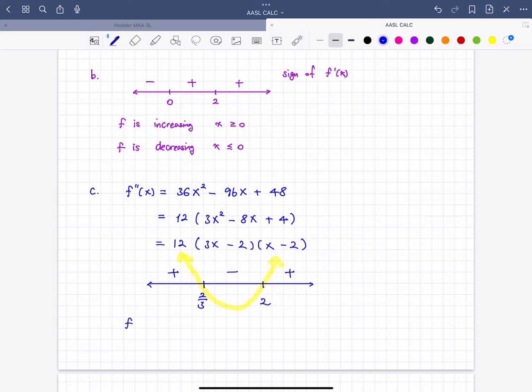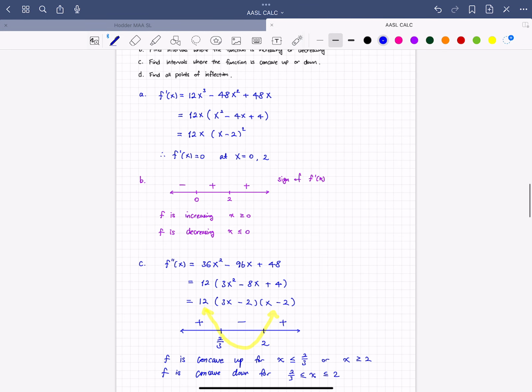So f is concave up for x less than or equal to 2/3 or x greater than or equal to 2, and f is concave down for x between 2/3 and 2. Okay, and the last question is find all points of inflection.